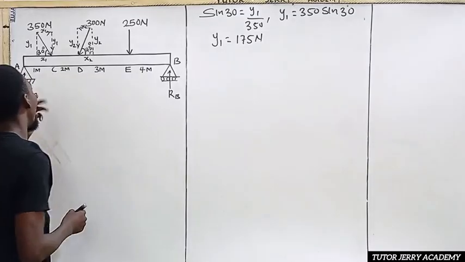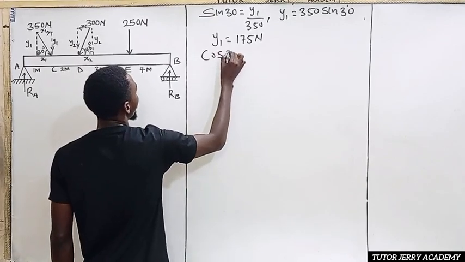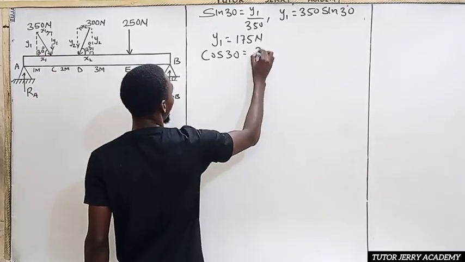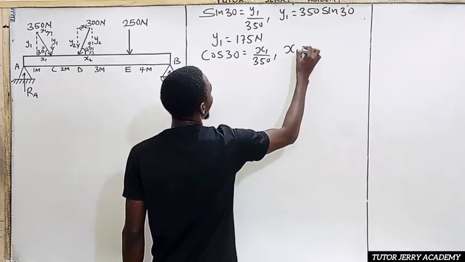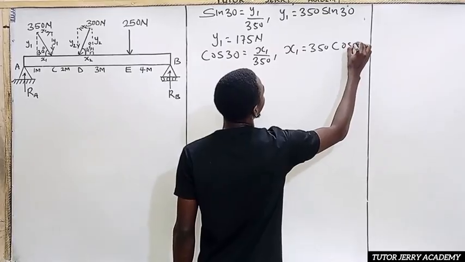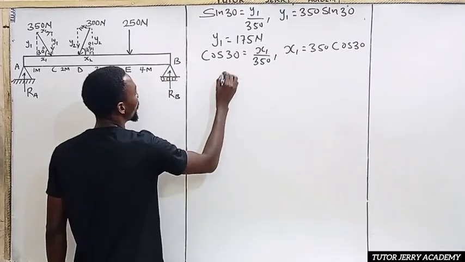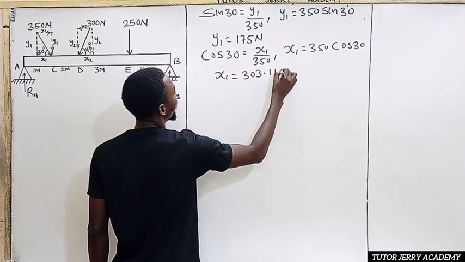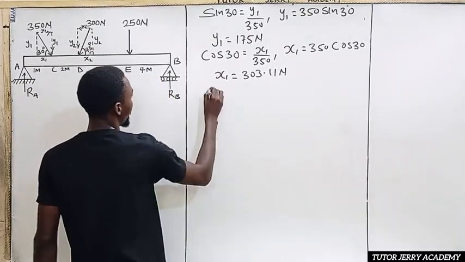So for us to get our X1, our S1 is going to be cos. From cos 30, I'm going to have cos 30 to be adjacent over hypotenuse. That is S1 all over 350. So S1 will be equals to 350 cos 30. So X1 is going to be equals to 303.11 Newton. All right. Similarly with this, we are going to consider sine 45.